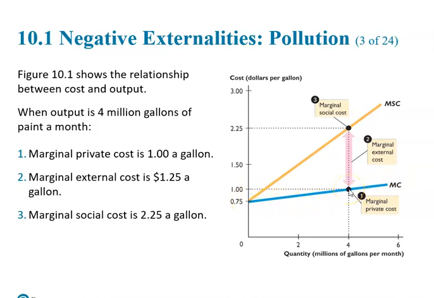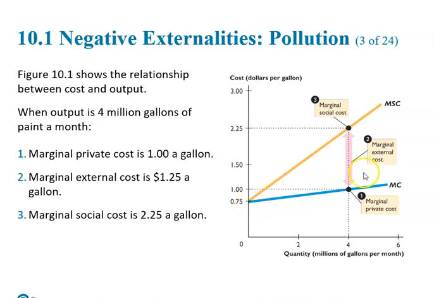But at this point of production, which is 4 million gallons per month, the marginal external cost, meaning the cost that is falling on others, is $1.25 a gallon. And this is the gap over here. If you add that cost to the cost of $1, it will get us to the marginal social cost. Marginal social cost is indicated by this different curve, which is yellow in color. Both start off at the same point, because at a production point of 0, there is neither a marginal cost nor a marginal social cost.